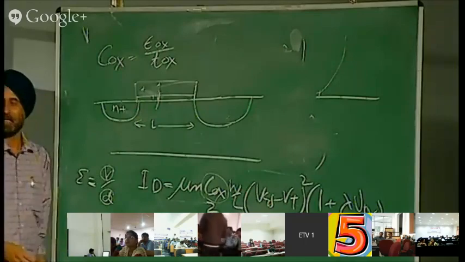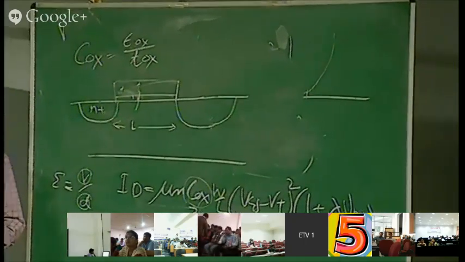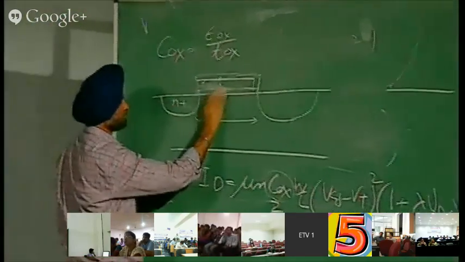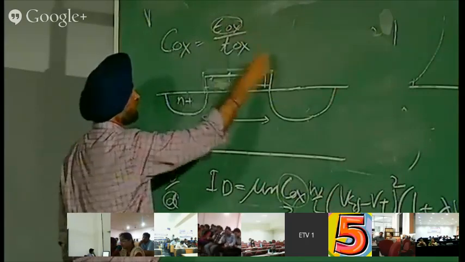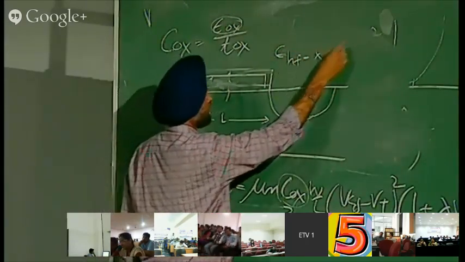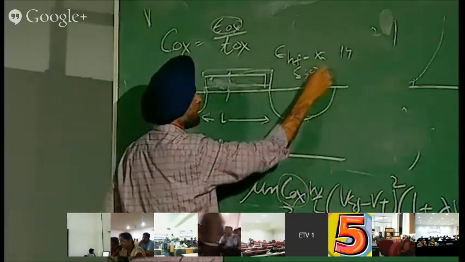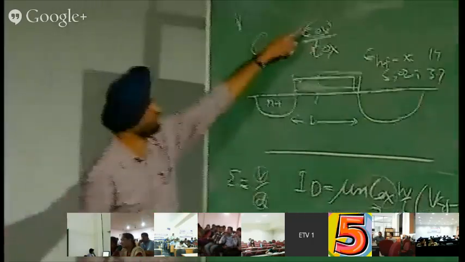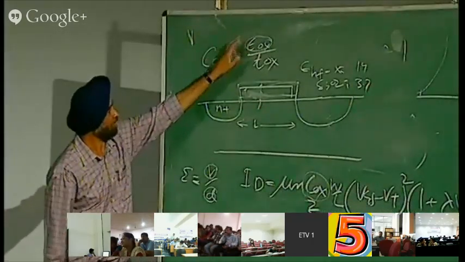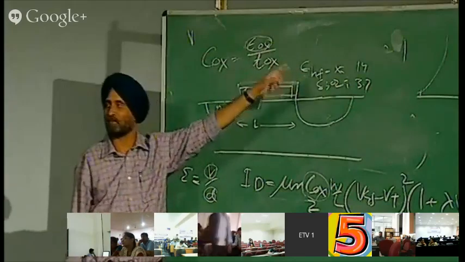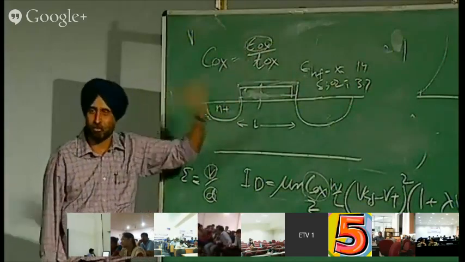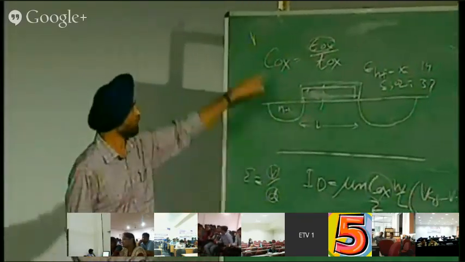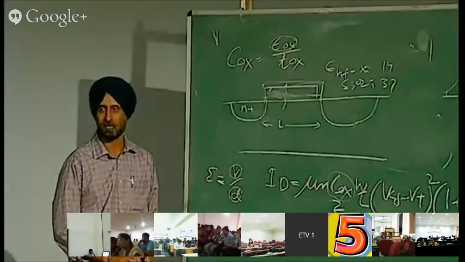What I can do is use some other material, hafnium oxide. If I use hafnium oxide, I can have more Cox here. The epsilon of hafnium oxide is say 14, whereas for silicon dioxide it is 3.7. So this means that this tox, this thickness, can be 4 times as compared to silicon dioxide. You understood this or not?